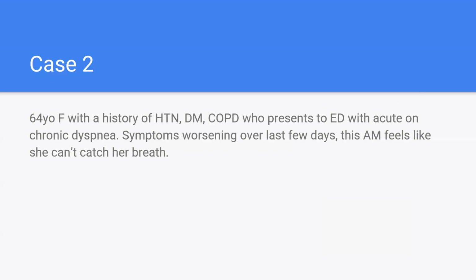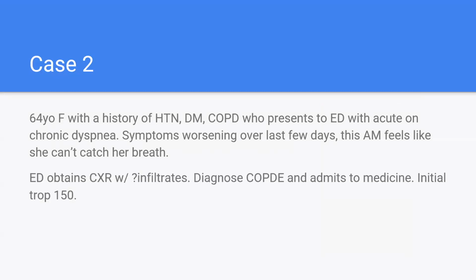64-year-old female, history of hypertension, diabetes, COPD, comes in with acute on chronic dyspnea, symptoms worsening over the past few days. This morning, she felt like she couldn't catch her breath, so she came to the ER. The ED got a chest x-ray, questionable infiltrates on there. They diagnosed a COPD exacerbation and admitted her to us. Just because we're talking about it, the initial troponin was 150, so it's elevated.